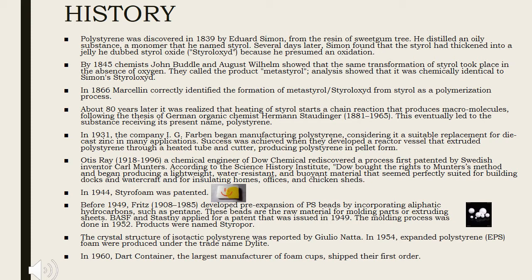In 1954, expanded polystyrene foams were produced under the trade name Dylite. In 1960, Dart Container, the largest manufacturer of foam cups, shipped their first order.